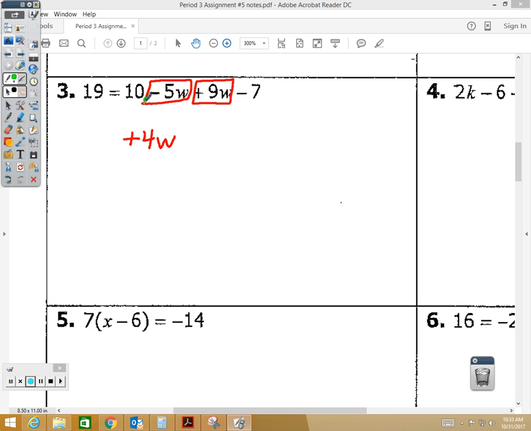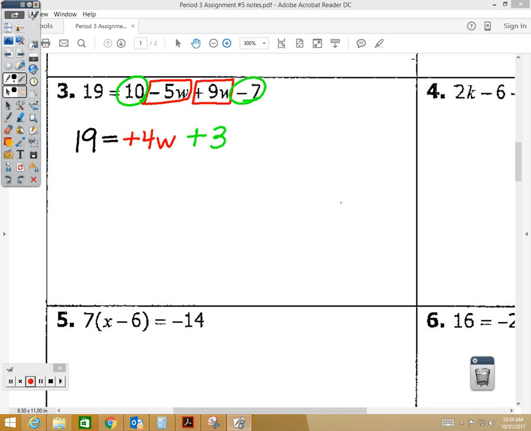And then our other 2 terms, they don't have variables. Do you remember what those are called? Things that don't change are constants. They don't have a variable. It's not going to change. It's a constant. So our constants are 10 and a negative 7. So it's like 10 minus 7, which is a positive 3. So put that positive sign in front of it. Now, 19 did not change. My equal sign did not change.